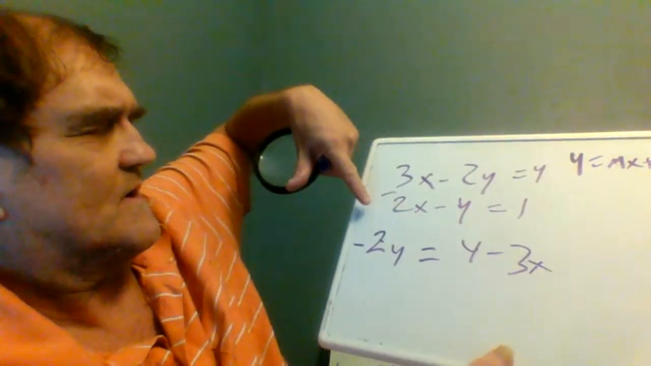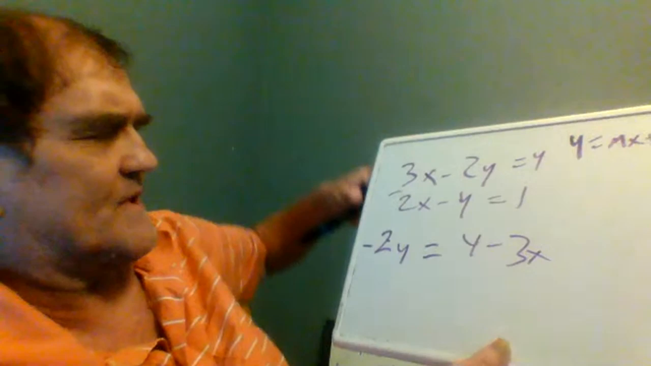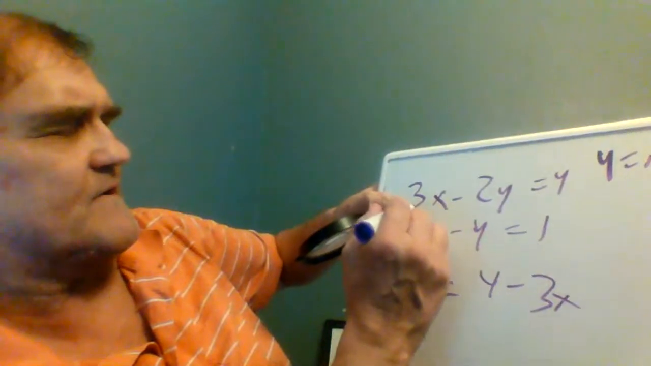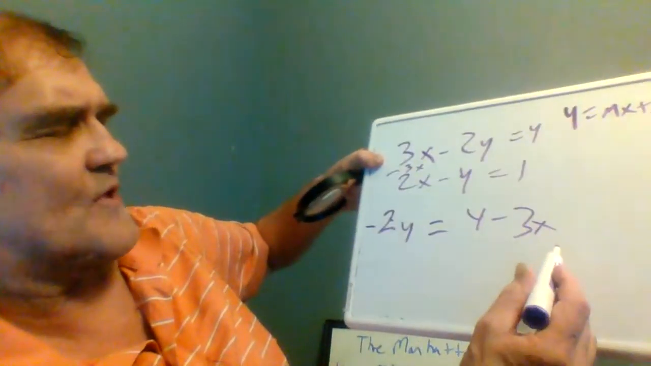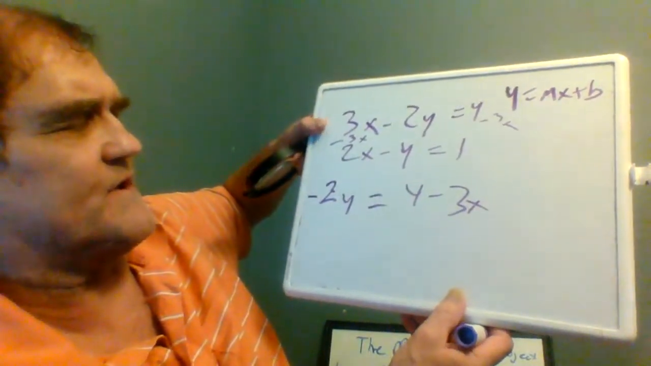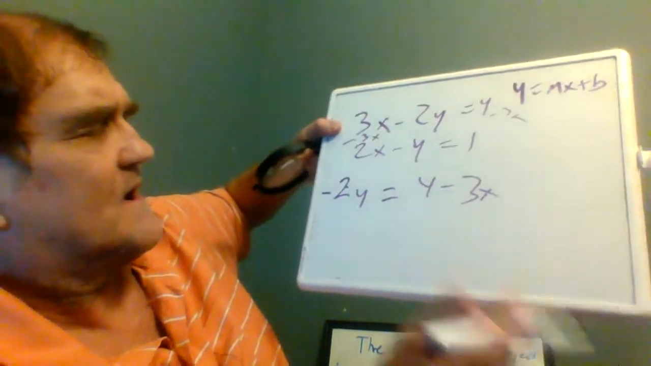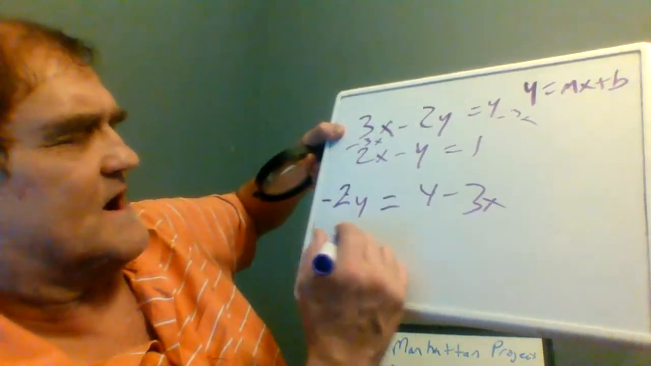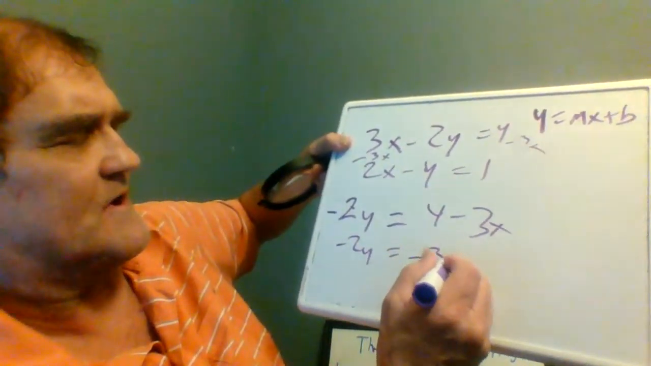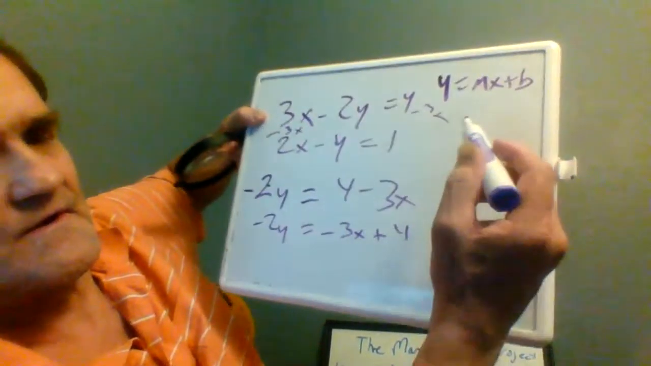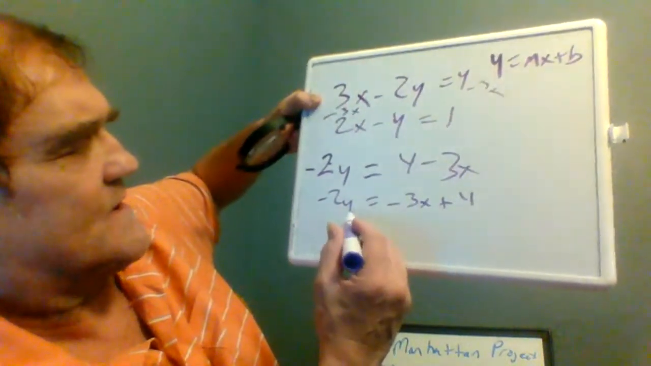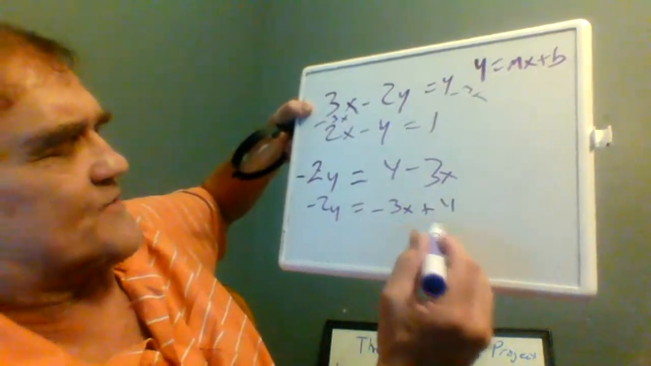I subtracted 3x from here and brought it over here to make it minus 3x. Now, to make it even more closely related to the form, I'm going to make this negative 2y equal to negative 3x plus 4. That will fit the y equals mx plus b formula, okay? So now you've got negative 2y is equal to negative 3x plus 4.